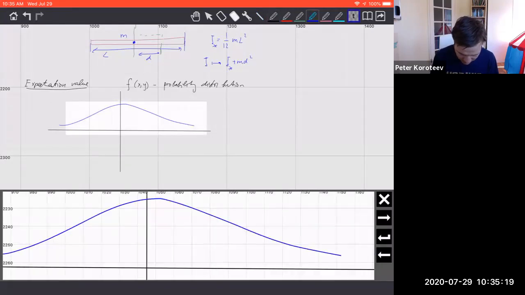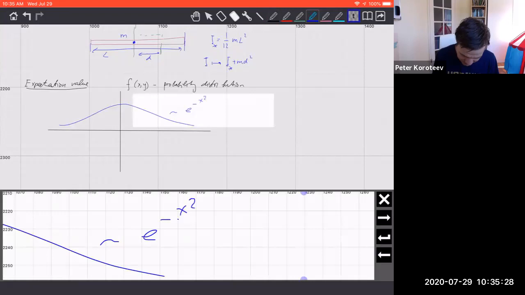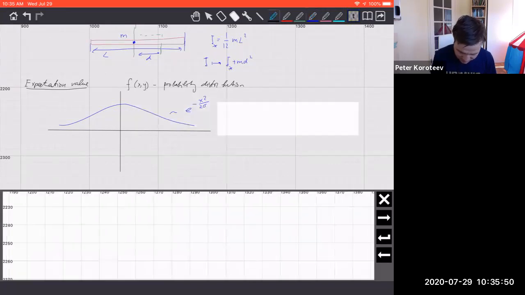One of the examples of this probability distribution is, for example, e to the minus x squared over 2 sigma, right? That's the so-called normal probability distribution that appears in many examples. And then you want to calculate what will be the value of some observable, some quantity in probability, right? So say the observable is described by some function phi of xy.